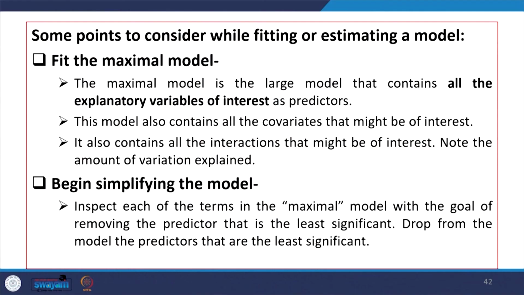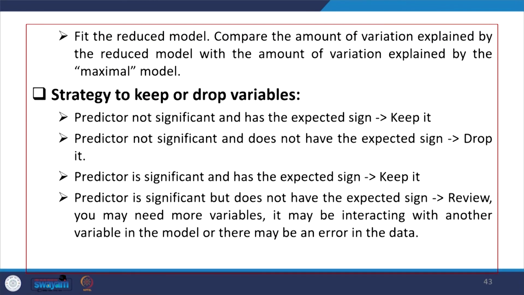Then begin simplifying the model. Inspect each of the terms in the maximal model with the goal of removing the predictor that is the least significant one. Drop those from the model, and then further you run the regression. Now, fit the reduced model and compare the amount of variation explained by the reduced model with the amount of variation explained by the maximal model.